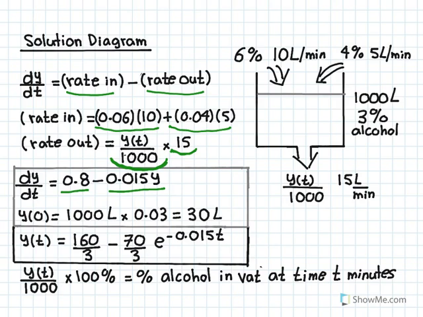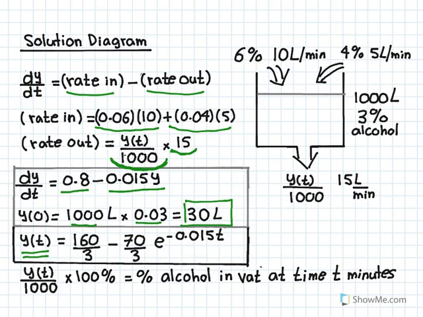Now, y(0) is the initial volume of pure alcohol in the tank. The tank initially was at 3% alcohol by volume, so we take 1,000 liters multiplied by 0.03, and we get 30 liters of pure alcohol at time 0. And we basically have a differential equation. We apply separation of variables. We also have an initial value, y(0) equals 30. We have an initial value problem that we solved by separating the variables and integrating both sides. And we got y(t), which represents the liters of pure alcohol at time t.